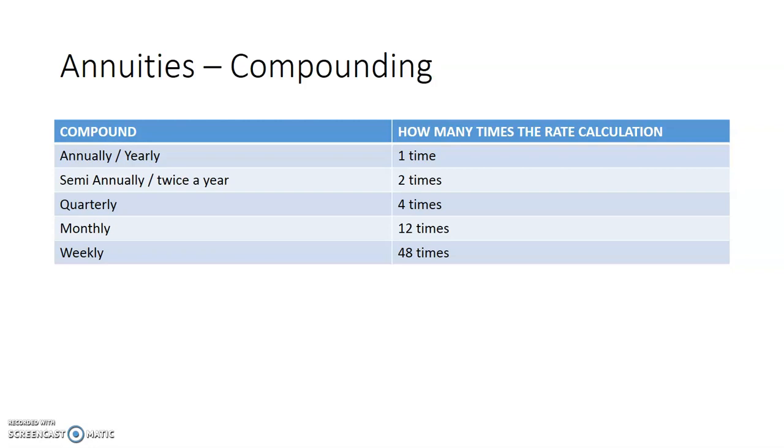Now, in annuity, you need to watch for the word compound. Compounding means how many times they calculate. For example, if they say compound annually, it is one time of calculation. Semi-annually means 2 times, quarterly 4 times, monthly 12 times, and weekly 48 times. It can be daily, it can be hourly. This is how the interest rate will be counted.